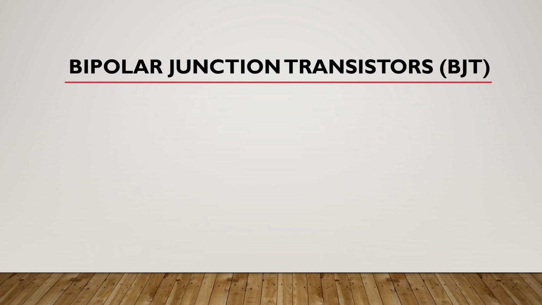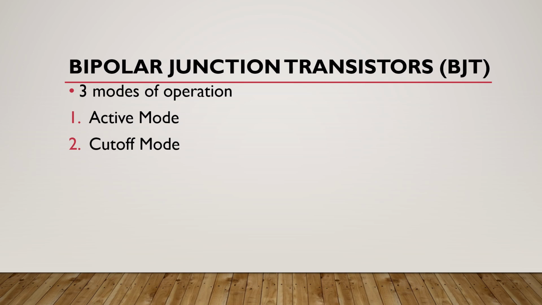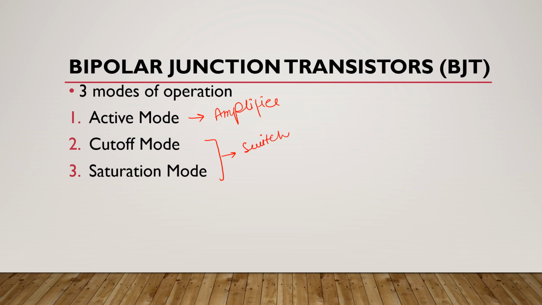A transistor can be operated in three modes. First is active mode, second is cutoff mode, and third is saturation mode. In active mode, BJT works as an amplifier, whereas in cutoff and saturation modes, BJT acts as a switch.